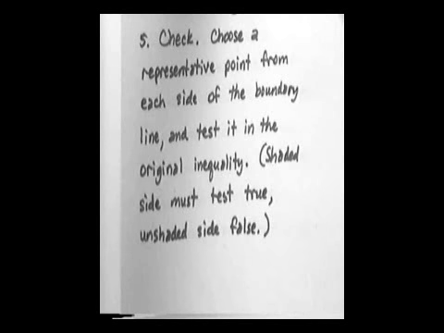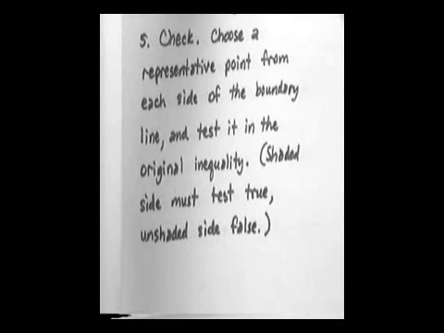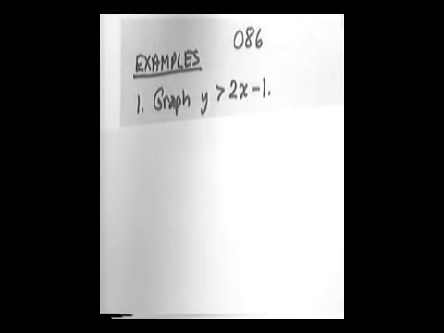This is a lengthy procedure. It's much harder to write out than it is to do. Let's do the graph of the one that we looked at just a moment ago as our example. Example 1, we're to graph y is greater than 2x minus 1.